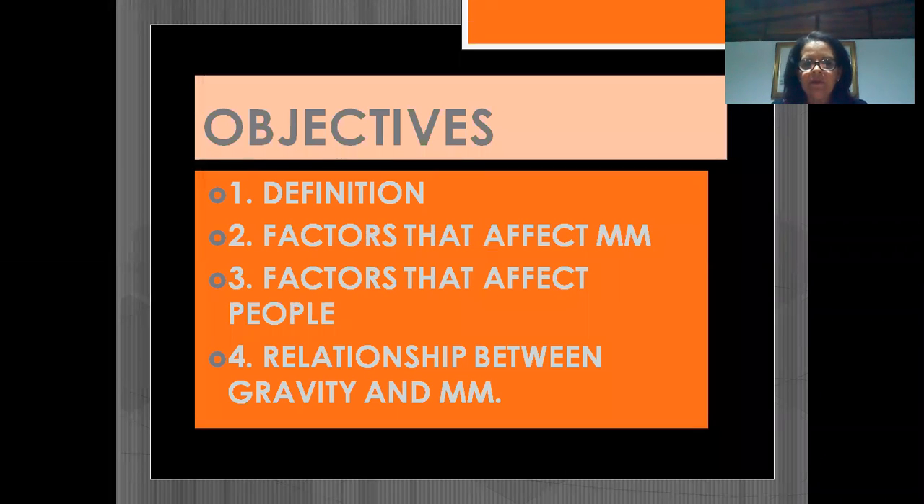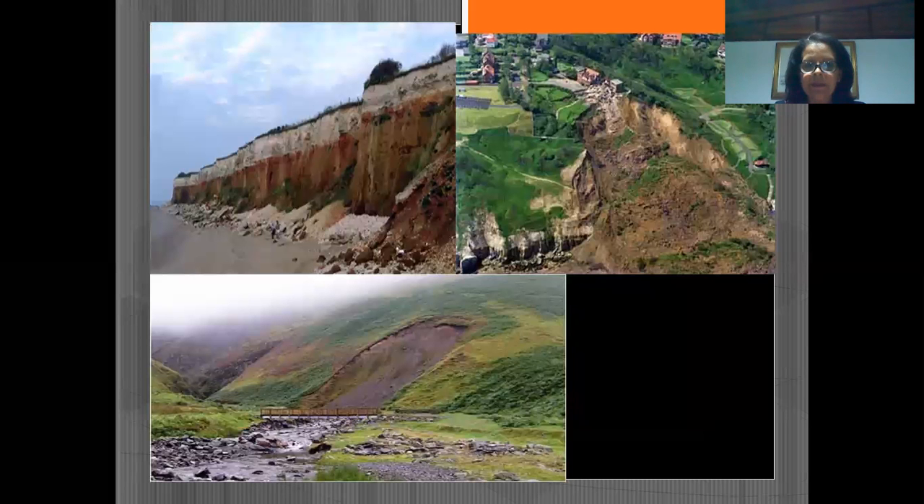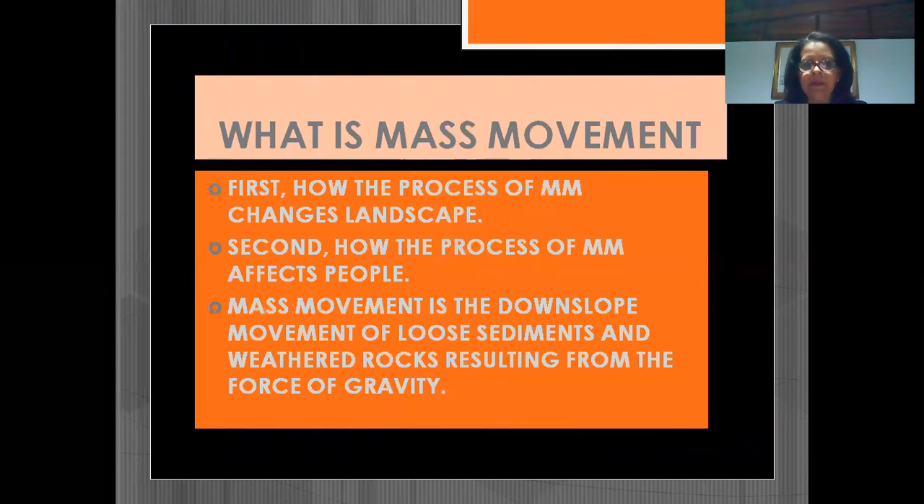The objectives of this class will be definition, parts, factors that affect mass movement, factors that affect people, and the relationship between gravity and mass movement. We have some pictures that will be showing different places in the world that have had this mass movement. First of all, how the process of mass movement changed landscape. Second, how the process of mass movement affects people.